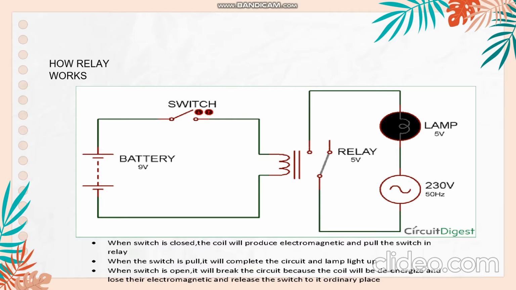Okay, how does relay work? When the switch is closed, the coil will produce electromagnetism and pull the switch in the relay. When the switch is pulled, it will complete the circuit and the lamp will light up. When the switch is open, it will break the circuit. Because of it, the coil will be de-energized and lose its electromagnetism and release the switch to its ordinary place.